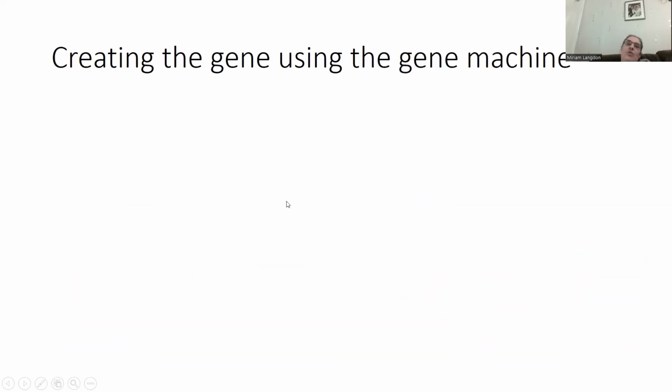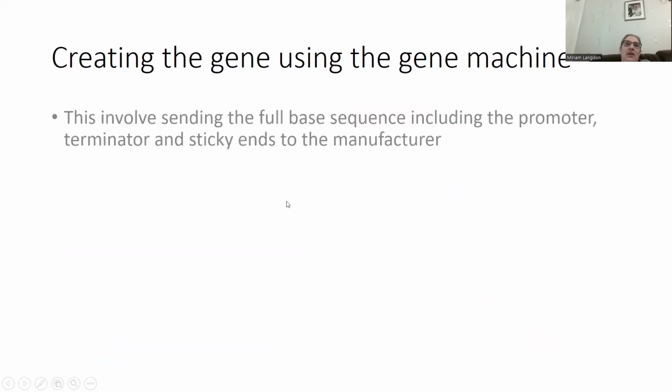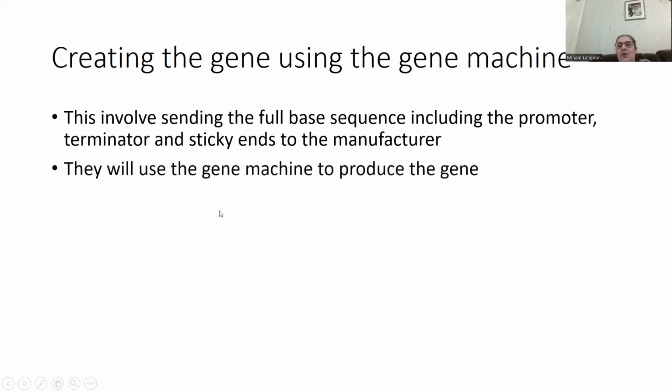The third method is really, really simple. It's to use a gene machine. So you basically send the full base sequence, including the promoter, the terminator, and the sticky ends to the manufacturer. The manufacturer will use a gene machine and produce a gene and send it back to you. And that's obviously the more modern method.